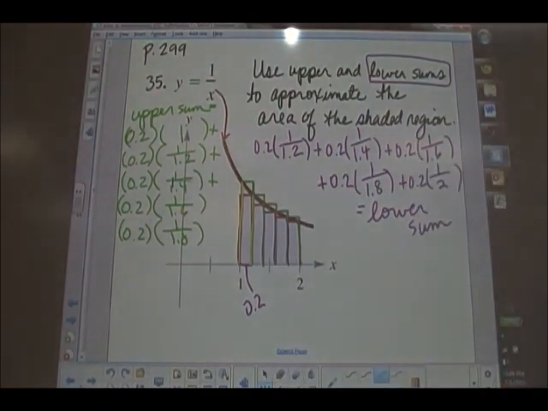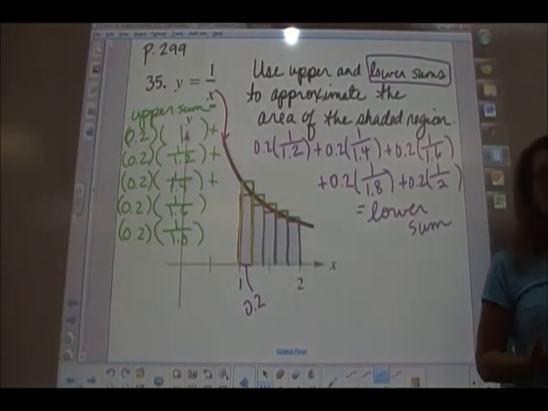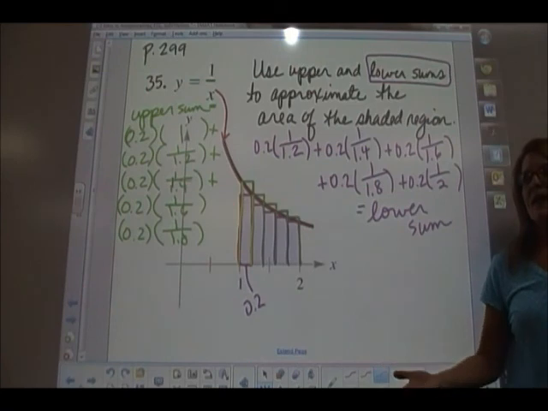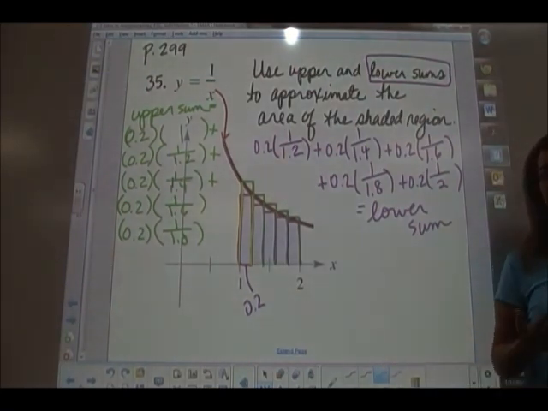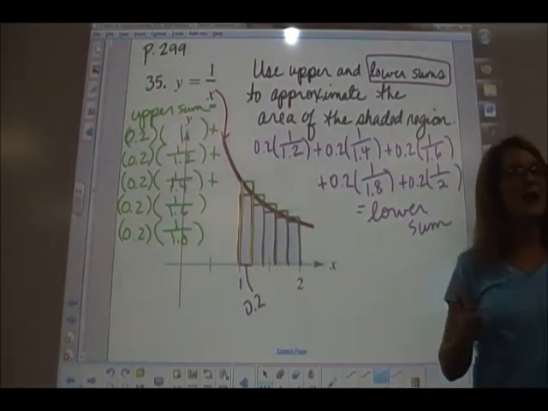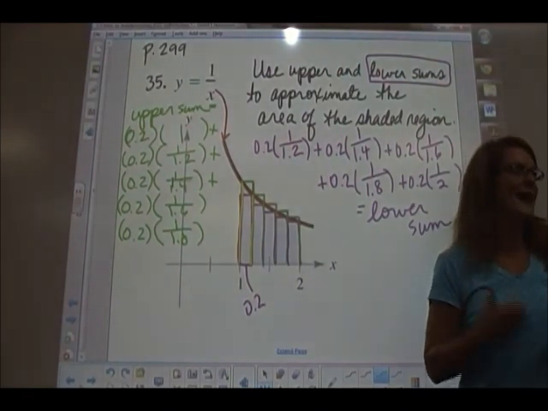So upper sum and lower sum. Probably the hardest part about these two is trying to figure out where to draw the rectangles if they're not already drawn for you. What you need to consider is that the rectangle top corner has got to touch the curve.